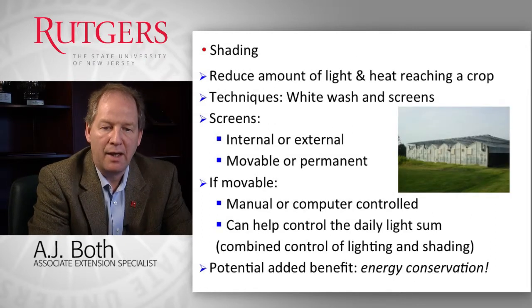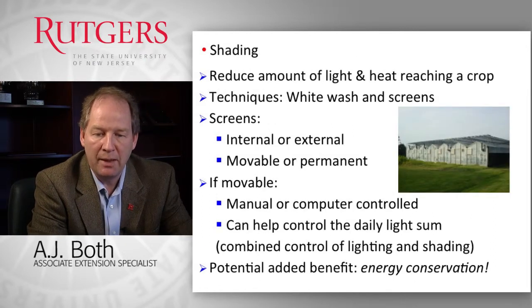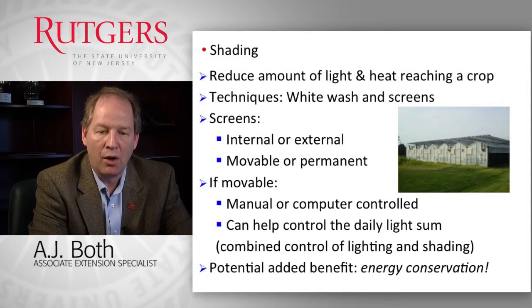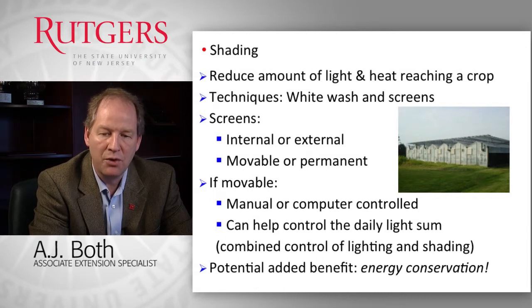Shading, of course, is needed when you think about supplemental lighting or light in general, to reduce the amount of light. Particularly, we look at the heat load that is coming into the greenhouse and could generate heat stress for the plants. So when you think about light control, shading is certainly an important aspect of that.